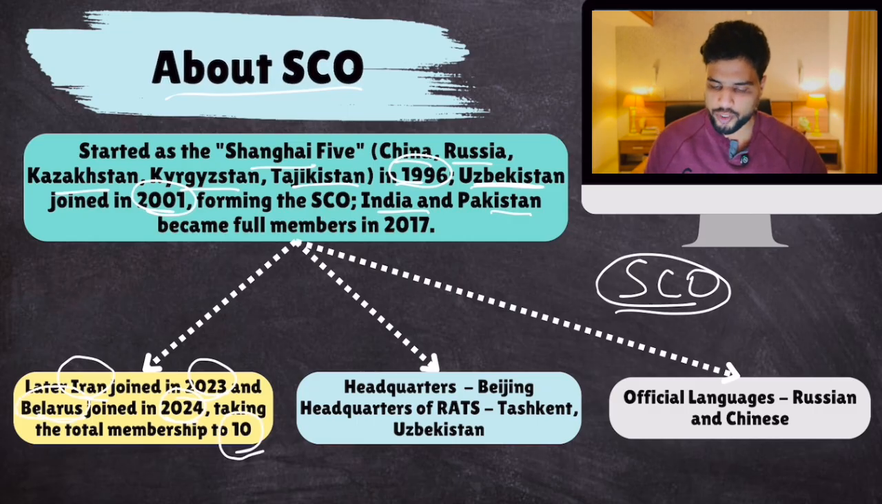The headquarters for this organization is at Beijing. Its name is Shanghai, so they can create an MCQ that Shanghai Cooperation Organization's headquarters are in Shanghai. And many of you would mark it correct because there will be some bias towards Shanghai, since Shanghai is in the name of the organization. So just remember, it's called Shanghai Cooperation Organization, but its headquarters are in Beijing.